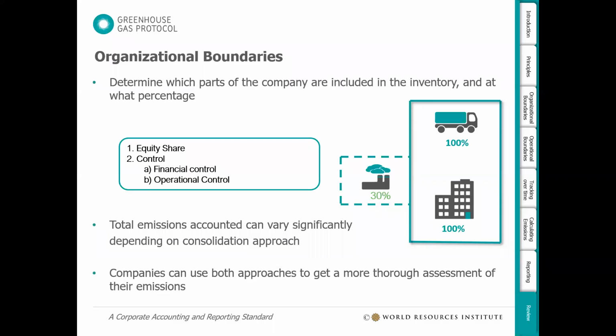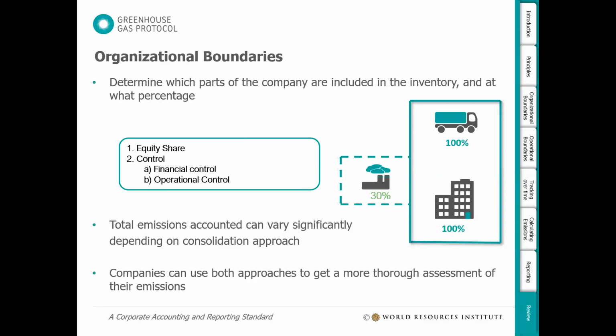Organizational boundaries, of course, determine which operations are owned or controlled by the reporting company and which should therefore be included in the inventory. Organizational boundaries are important because oftentimes companies have complex structures which comprise subsidiaries, joint ventures, franchises, etc. So organizational boundaries provide a means for establishing a consistent method for accounting for all of the units that together comprise the reporting company.